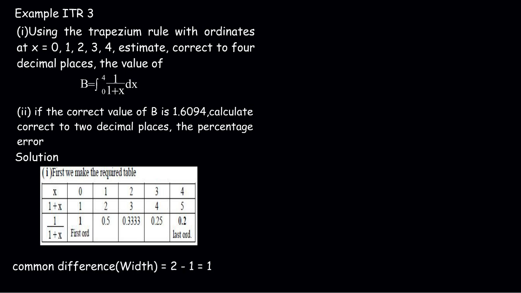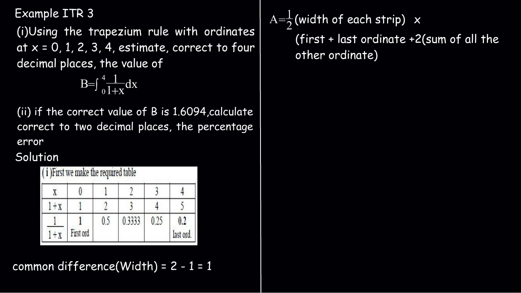And our formula for the approximate integration, area is equals to half in bracket width of each strip times in bracket first plus last ordinate plus 2 in bracket sum of all the other ordinates. Now substituting the corresponding values to be equals to half in bracket 1 times in bracket 1 plus 0.2 plus 2 in bracket 0.5 plus 0.3333 plus 0.2.